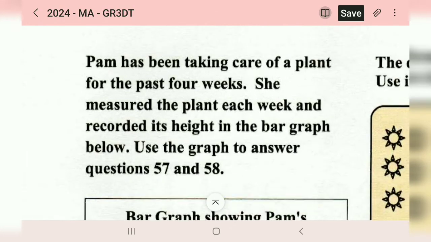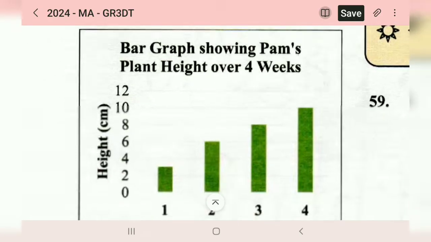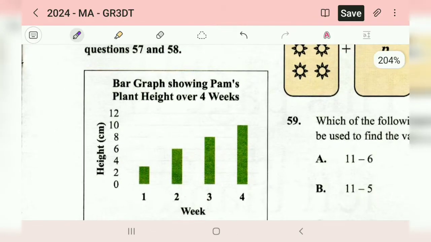Moving on. Pam has been taking care of a plant. You know, this is a repeat without even going further. Pam has been taking care of a plant for the past 4 weeks. She measured the plant each week and recorded its height in the bar graph below. Use the graph to answer questions 57 and 58. Here we go. Read your graph title, bar graph showing Pam's plant height over 4 weeks.